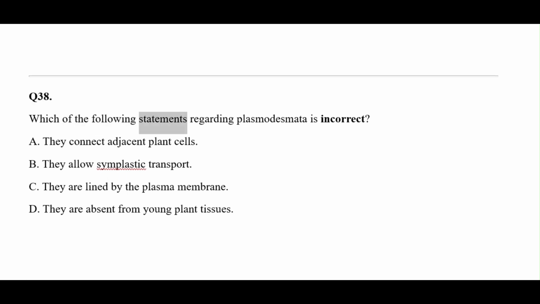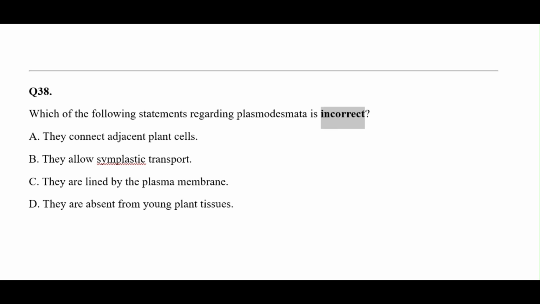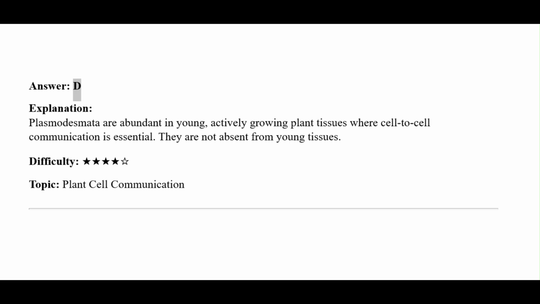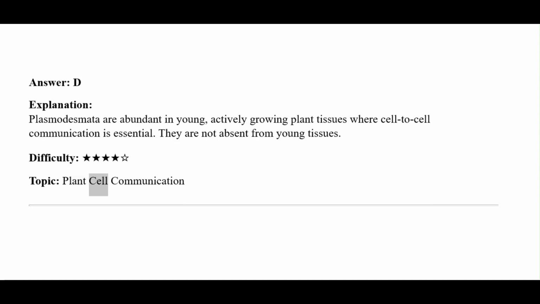Q38. Which of the following statements regarding plasmodesmata is incorrect? A. They connect adjacent plant cells. B. They allow symplastic transport. C. They are lined by the plasma membrane. D. They are absent from young plant tissues. Answer, D. Explanation. Plasmodesmata are abundant in young, actively growing plant tissues where cell-to-cell communication is essential. They are not absent from young tissues. Difficulty. Topic: Plant cell communication.